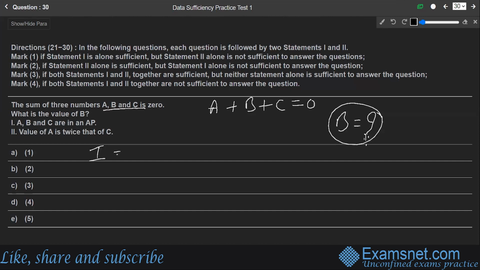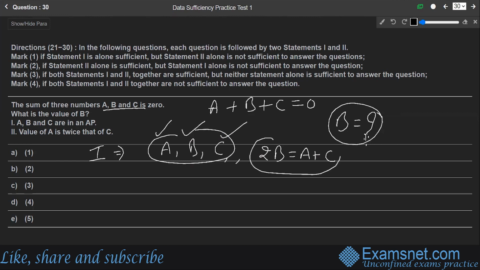Let us check the statement number 1 information. The information is A, B, and C are in AP. So clearly, when three numbers are in AP, that is arithmetic progression, the connection between them is always 2B is equal to A plus C, where A is the first number, B is the second number, and C is the third number consecutively in the AP. So 2B is equal to A plus C, that is the connection.